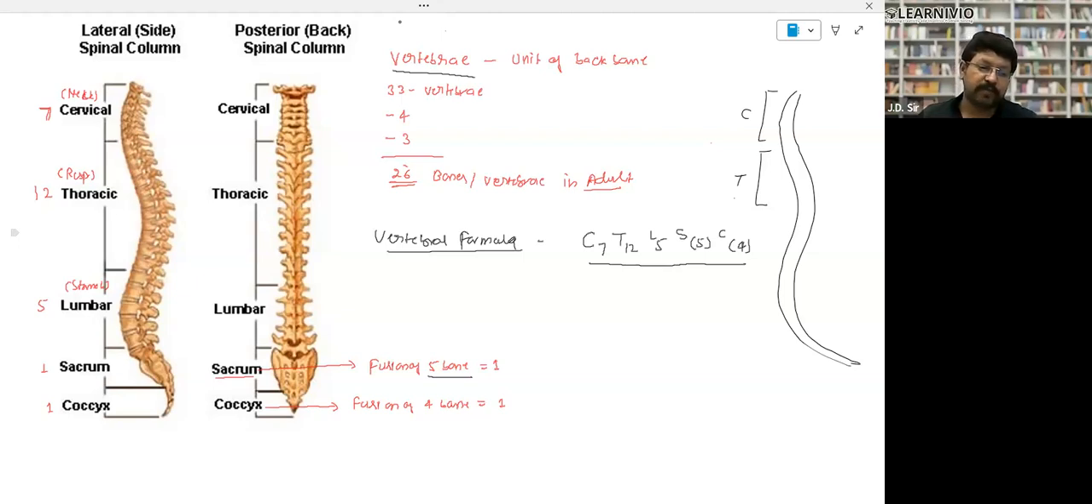So there are 7 cervical, 12 thoracic, 5 lumbar, 1 sacrum, and 1 coccygeal. So we make a formula. The vertebral formula is C7, meaning cervical 7, that you have to remember. T12 means thoracic 12, lumbar 5, sacrum 5, a fusion of 5 bones, so we have written 5 and made this bracket. And coccygeal is a fusion of 4 bones, so we have made 4 and 1. So this is called the vertebral formula. Tell me, is it clear or not?